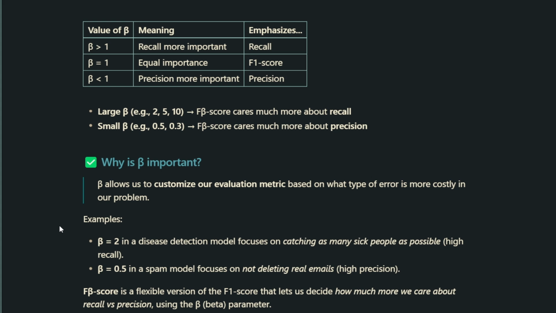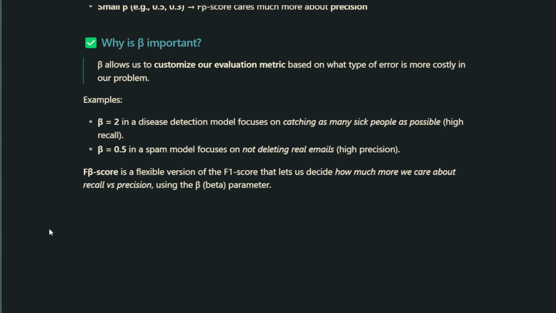To make it concrete, in a disease detection model, missing a sick person is costly, so we might use beta equals 2 to focus on recall. In a spam filter, wrongly deleting real emails is worse, so we might use beta equals 0.5 to focus on precision. So the big takeaway is beta makes the F beta score flexible. It lets us customize our evaluation metric based on what type of error is more costly in our specific problem.